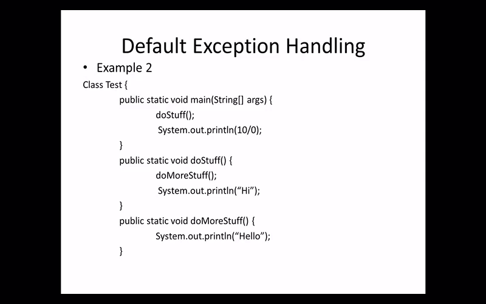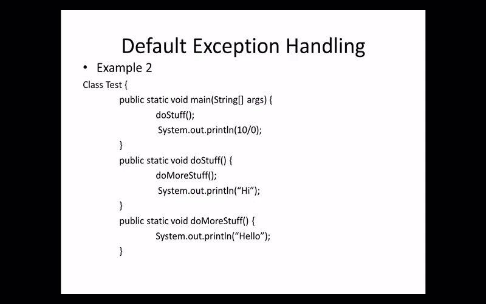Again, we are having class Test. In that, public static void main(String[] args), main is going to call the method doStuff, and then one SOP statement, System.out.println(10/0). This doStuff method is going to call doMoreStuff, and after that we are having System.out.println("hi"), and doMoreStuff is going to print hello. So let's trace the program.